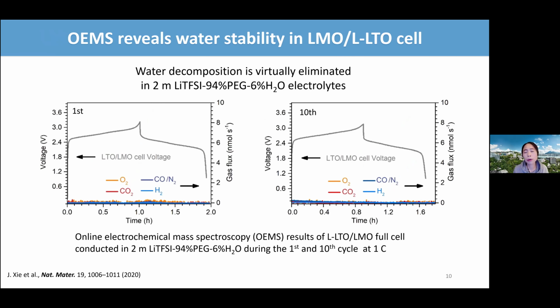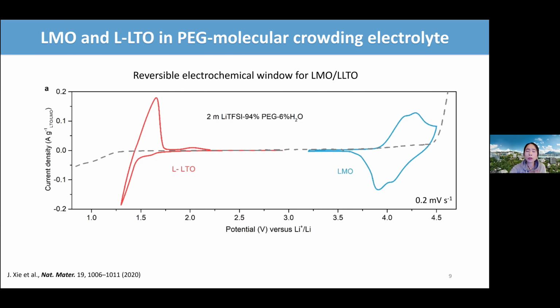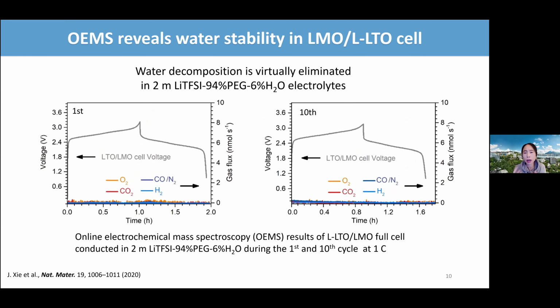So the first thing we thought was important to check is whether, even though the voltage window is suitable for this material, there is still a side reaction happening in the real battery. So we use online electrochemical mass spectrometry to detect what type of gases are coming out from the battery operation. You can see from the first and 10th cycle, both charging and discharge, there is no obvious hydrogen evolution or oxygen evolution in this type of cell using the molecular crowding electrolyte.